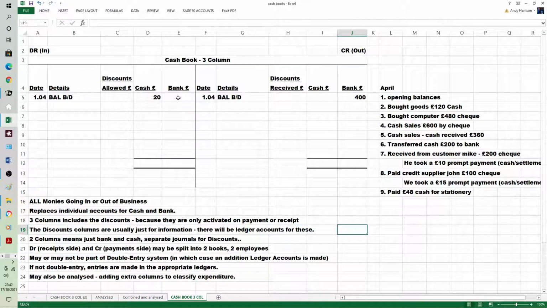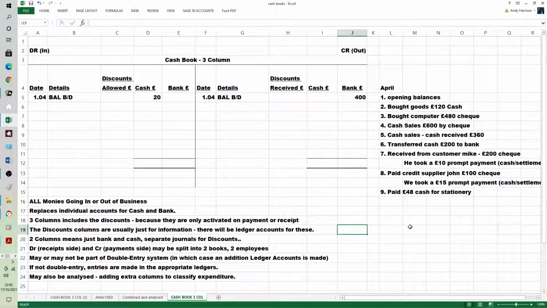With 2 columns, we'd take out the discounts, that makes life a lot easier. We'd have a separate journal or day book, discounts allowed and discounts received, journals. Debit side is the money coming in, I've cheated putting the word in. Credit side, money going out, just like ledger accounts. I mentioned it might not be part of the double entry. Okay, I'll have a separate cash and bank control account, in which case I can also take out the balances so that my employees don't know how much money is in the bank account.